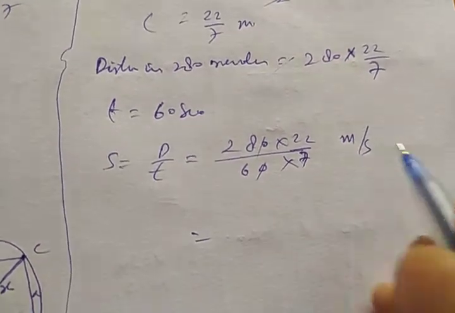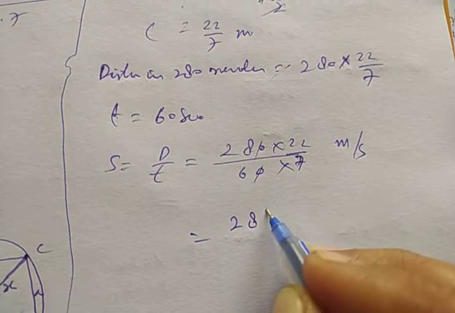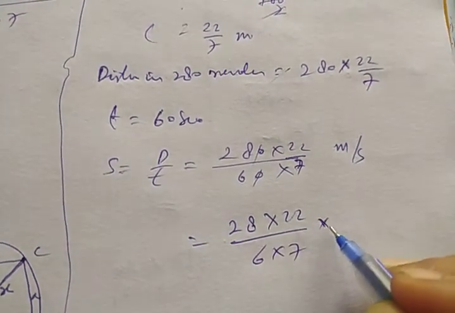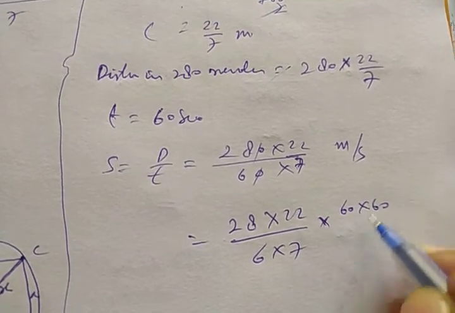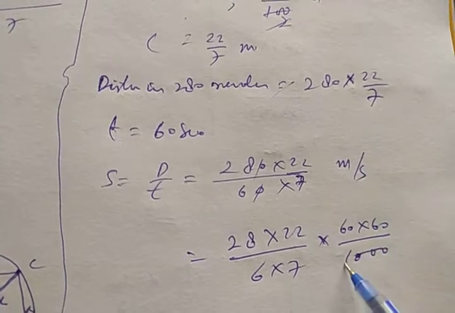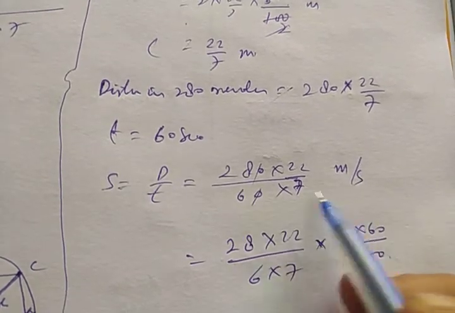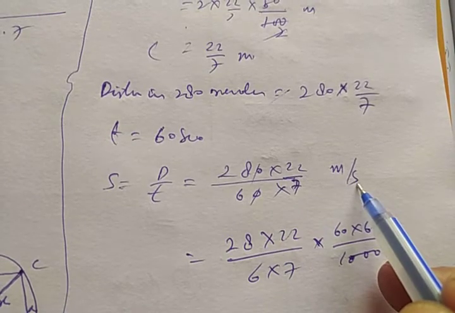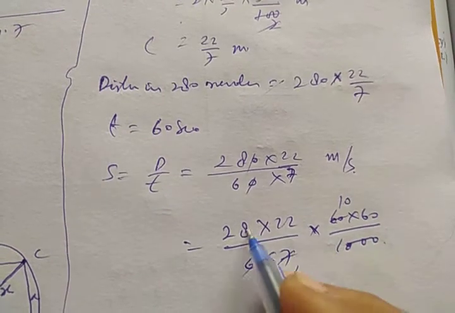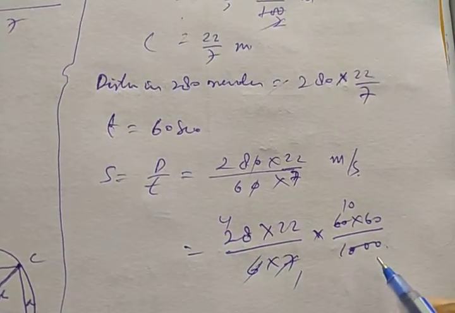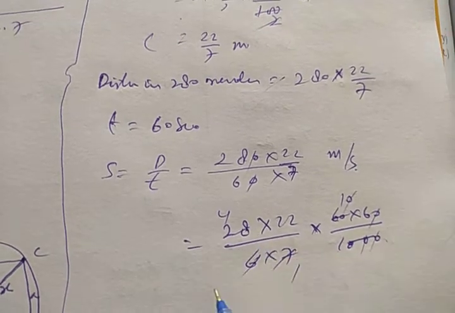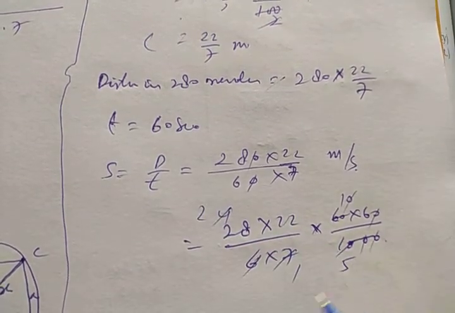Now convert meter per second into kilometer per hour. 28 into 22 upon 6 into 7, into, for changing, 60 into 60 and upon 1000. To change meter into kilometer it will be divided by 1000, and second is in the denominator, so 60 into 60 will come in the numerator. This will become 10, 7 ones are 7, 7 fours are 28, and the zeros cancelled, then 2 twos are 4, 2 fives are 10.